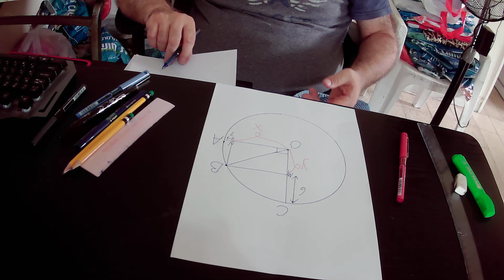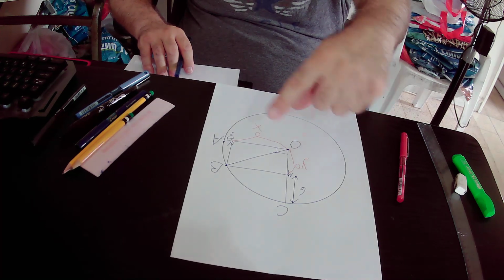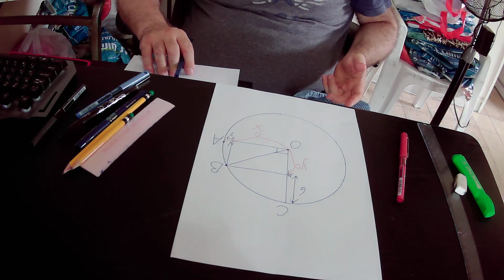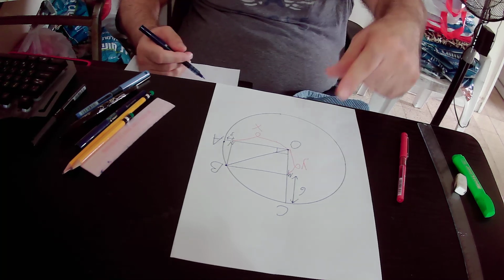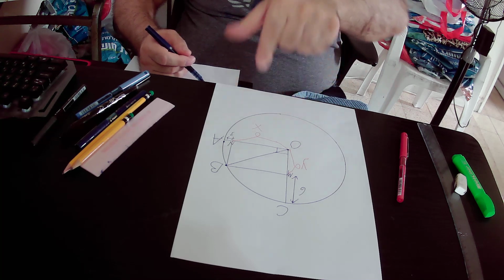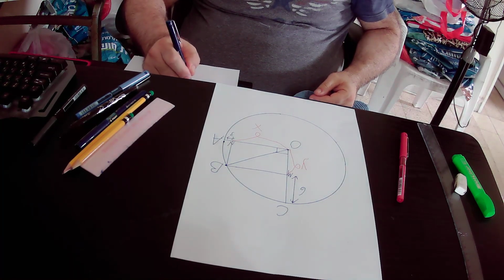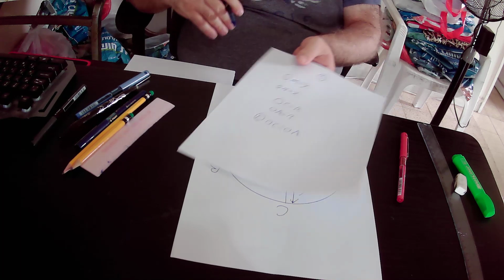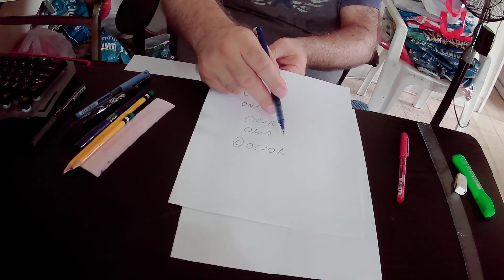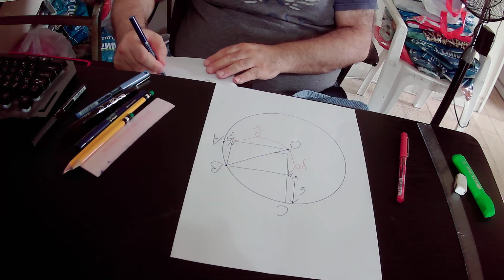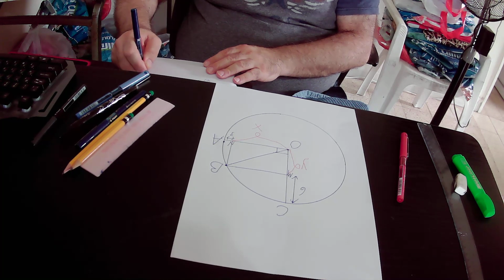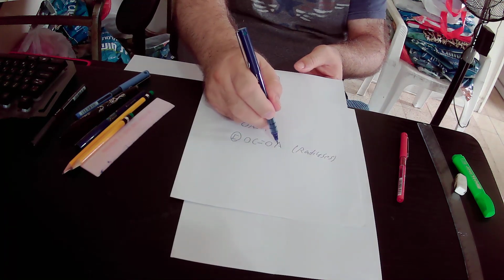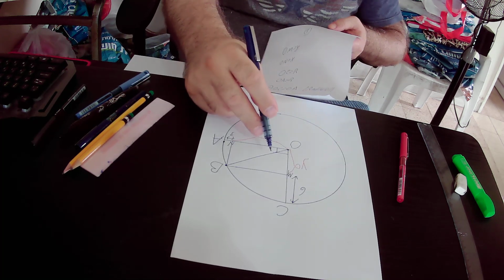Because both of those line segments are radiuses of this circle, they are of course equal to each other, so we can write the first equation: OC equals OA, because both of them are radiuses of this circle.